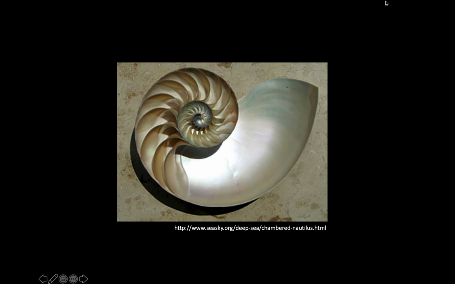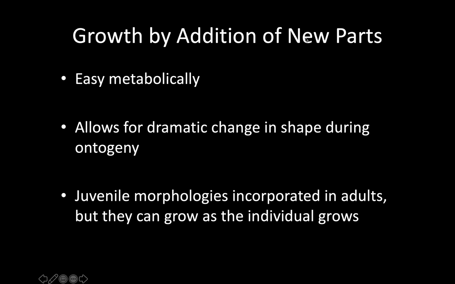Nautilids also do the same thing. So remember, each chamber is actually added as the organism grows. The organism lives in this part of it, right? And new chambers are added. So this is also fairly easy metabolically. It does allow for dramatic changes in shape because it can add new shapes that allow for different functions.